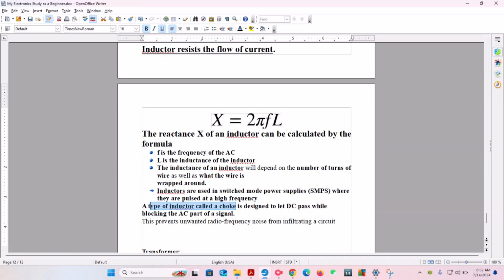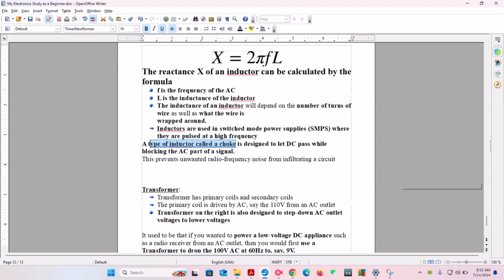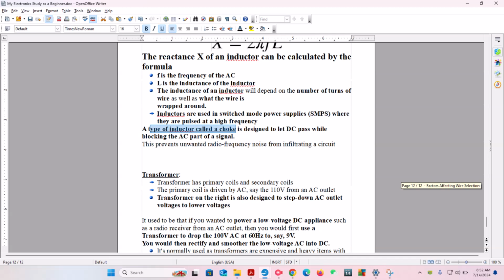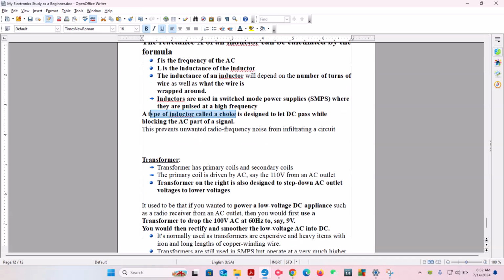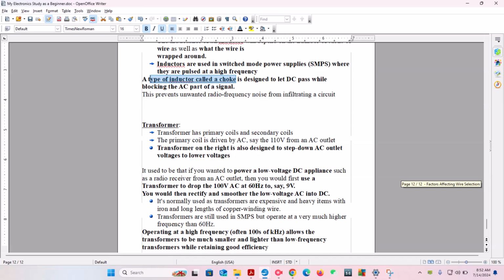that. So the choke is designed to let DC pass while blocking the AC part of the signal. This prevents unwanted radio frequency noise from infiltrating a circuit. Then we have one more we should consider.